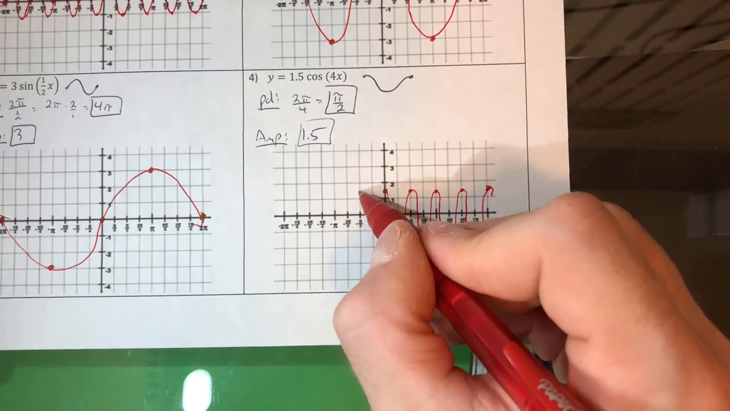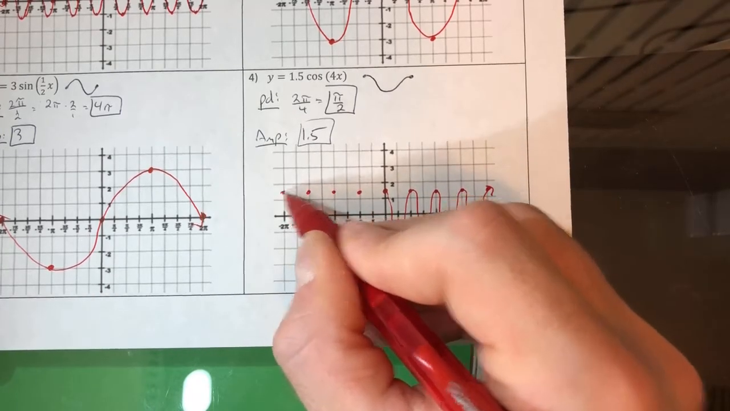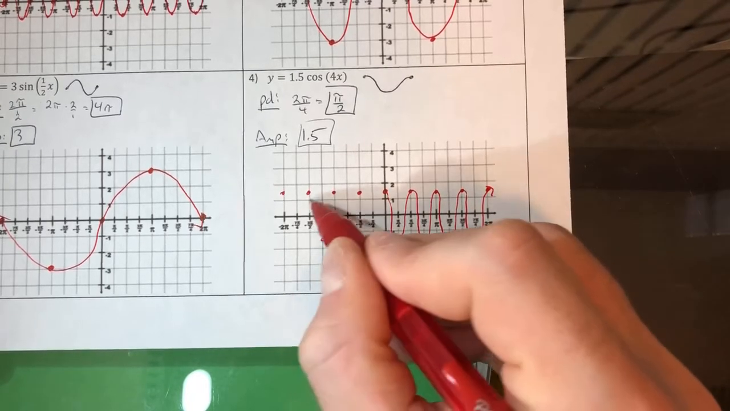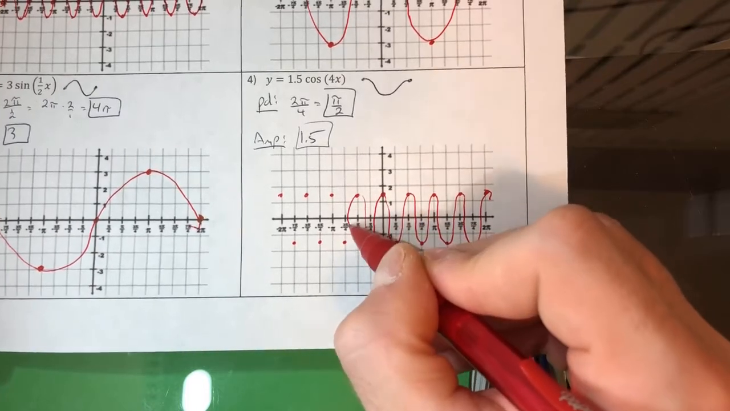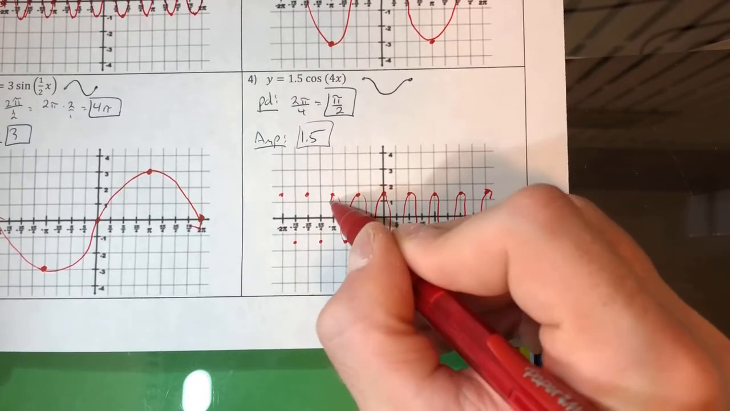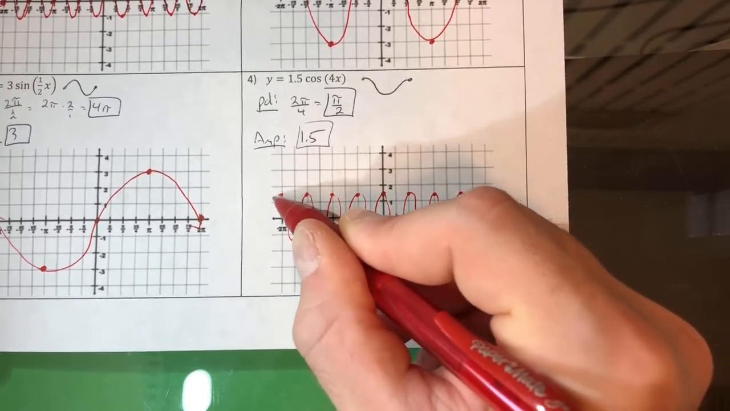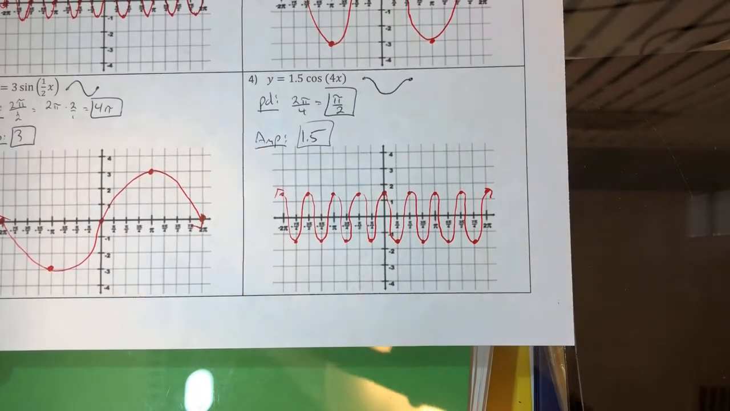And so again, every 2 blocks, it reaches the top. And in between those, it reaches the bottom. And your job is just to curve. Maybe not so wibbly wobbly as mine, but just curve between the 2. And there we go. And that's graphing your cosine function.